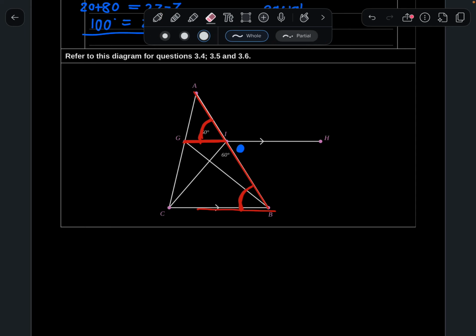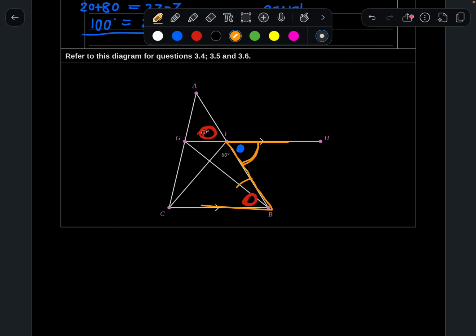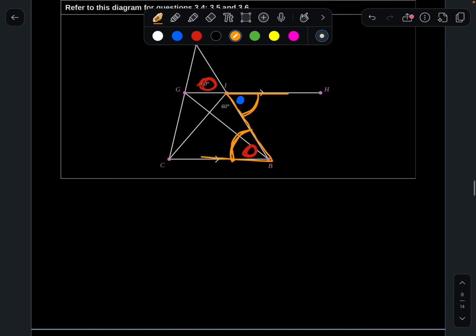Okay, so let's just draw red dots so we know that those ones are equal. So this is 60, and this is also 60. Then what else can we do with alternating angles? So a Z shape, we can do like this. There we go. So that and that are equal. Okay, so let's just get some working and reasoning here.